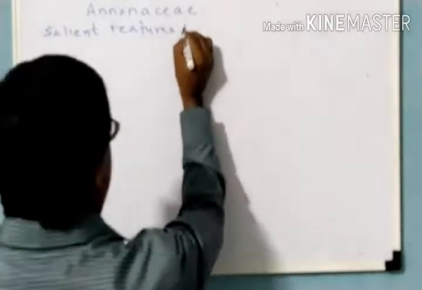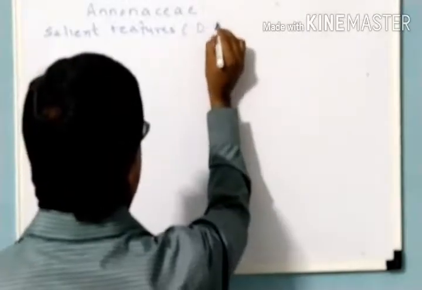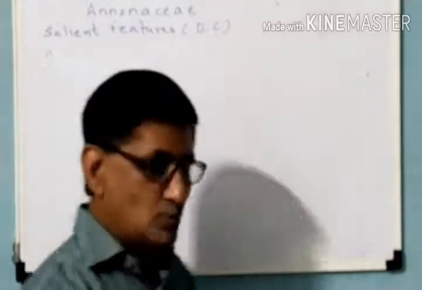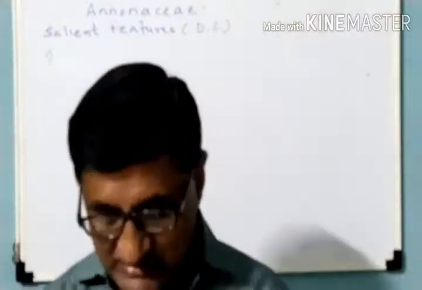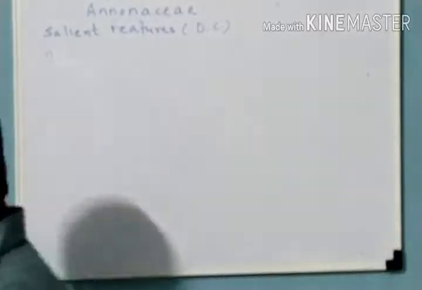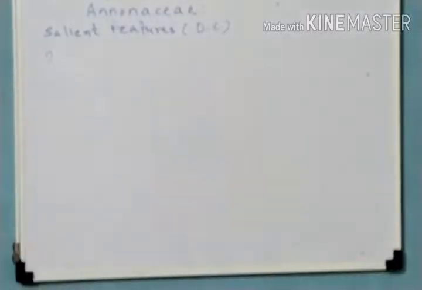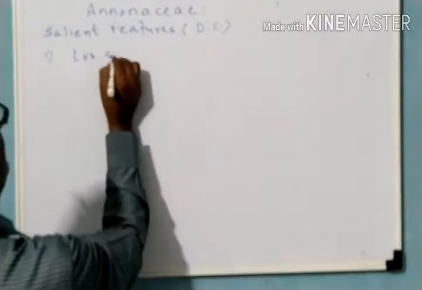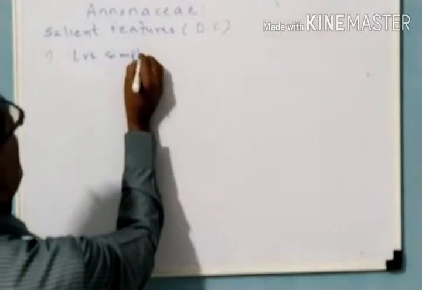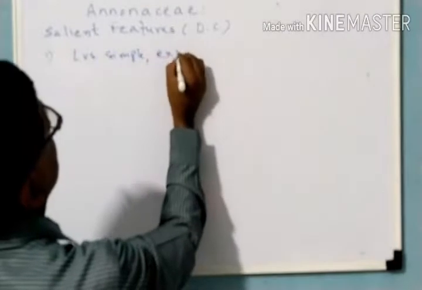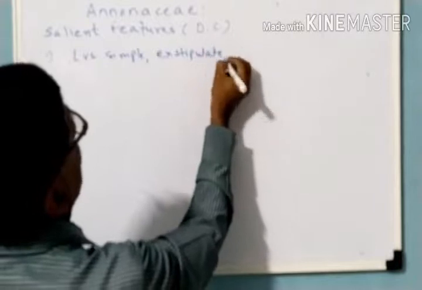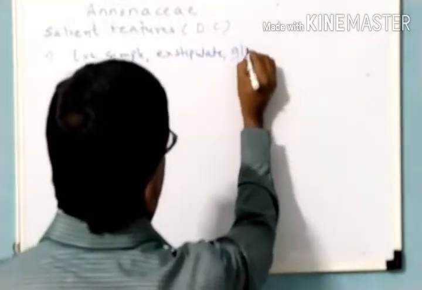Salient features, or they may also be called distinguishing characters. So this family possesses 7 to 8 salient features or distinguishing characters. What are they? We will see one by one. The first is the leaves are simple, exstipulate, and gland dotted.